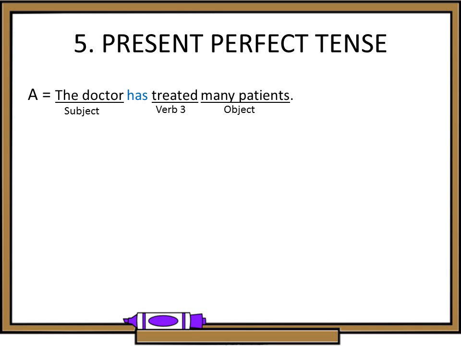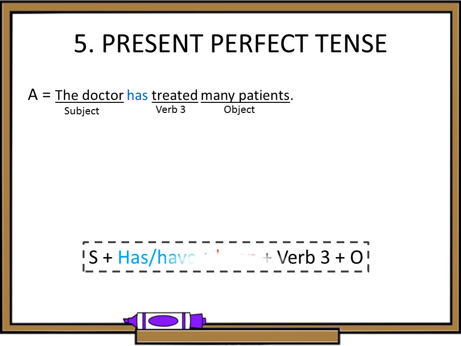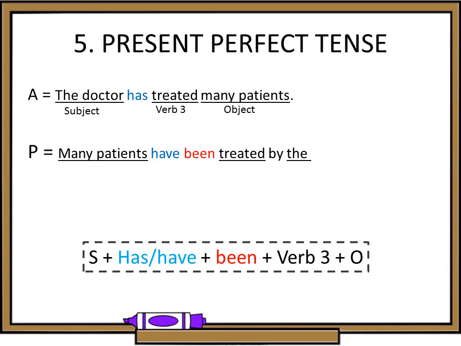The formula for the sentence is subject plus has or have plus been plus verb 3 plus object. So, the passive sentence will be many patients have been treated by the doctor. Because the patients are more than one, we use have. Been and has or have show that the action has been done.